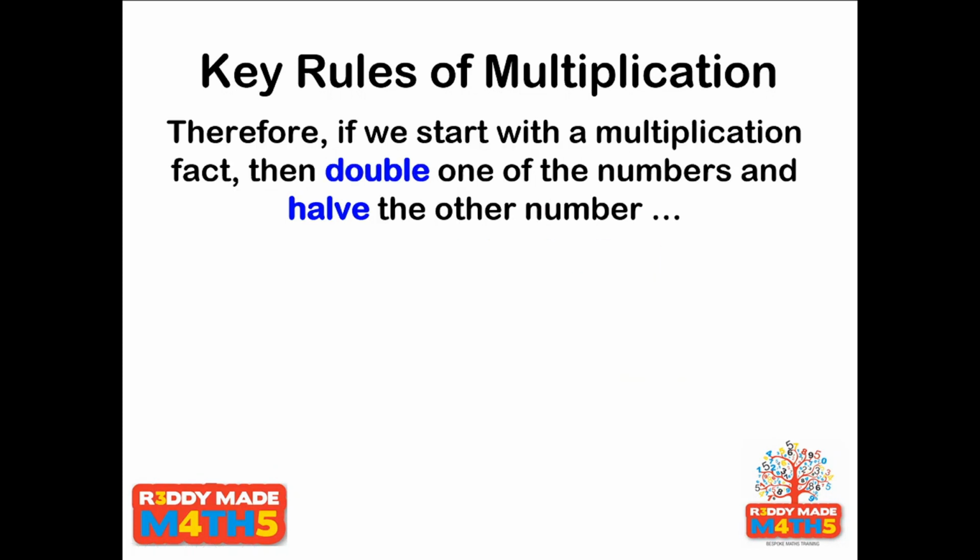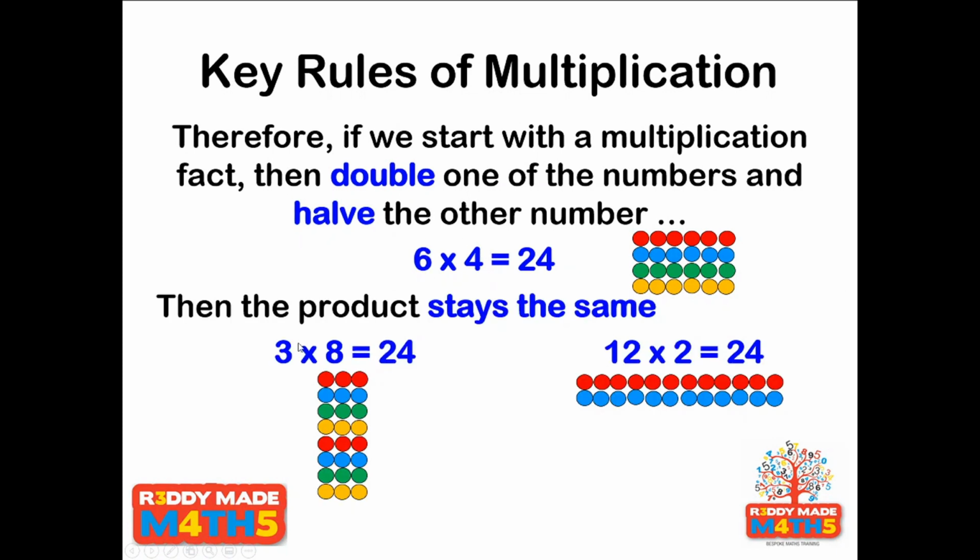And so, kind of combining both the rules, if we start with a multiplication fact, we double one of the numbers and halve the other number. Let's go back to the same one. 6 times 4, we can double the 6, and we can halve the 4. Or we can halve the 6 and double the 4. Let's have a look. So we can make it 3 multiplied by 8, halve the 6, double the 4. Or we can make it 12 multiplied by 2, double the 6 and halve the 4. As you can see, because we've kind of made it equivalent, whatever we've done to one side, we've done the opposite to the other, we end up with an answer of 24. The product stays the same.